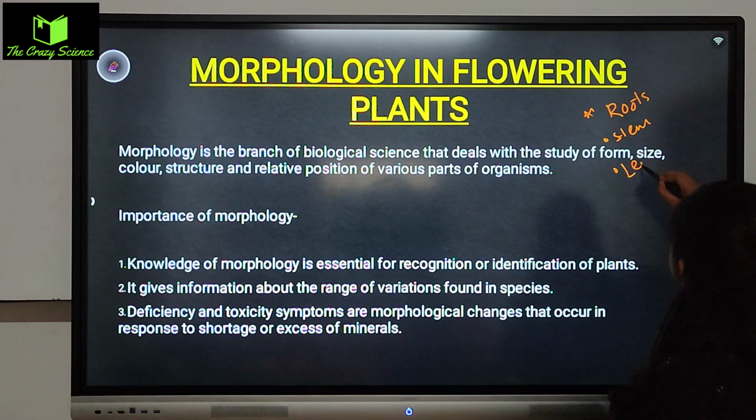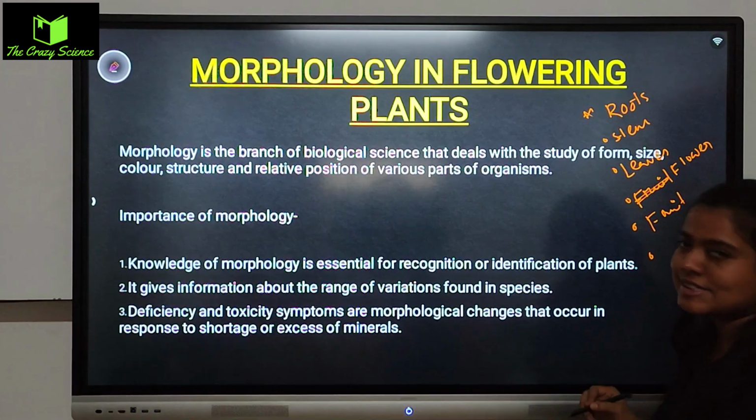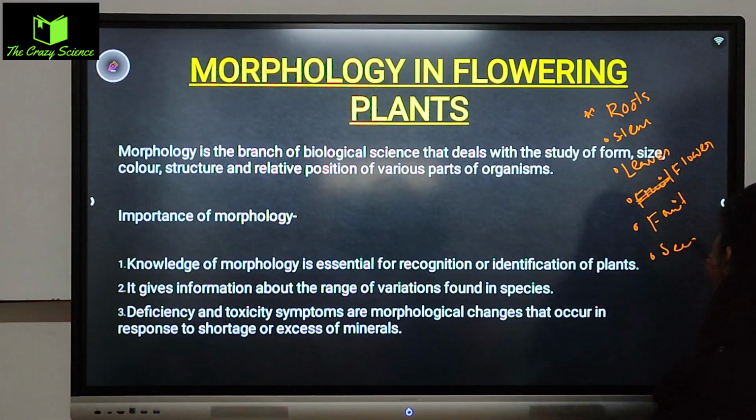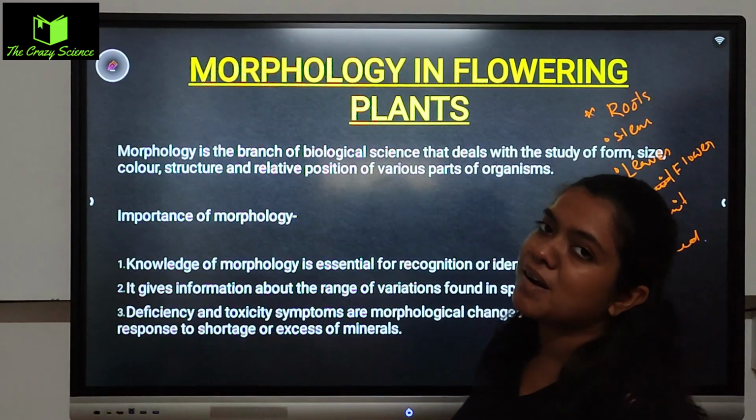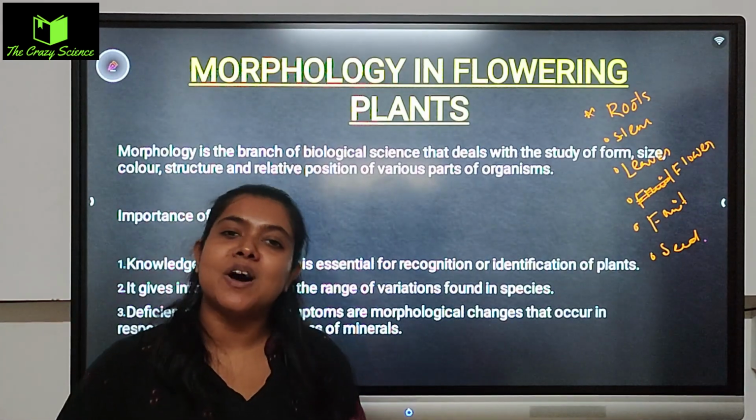Then leaves, then flower, then definitely flower. After flower we'll be talking about the fruit, and last but not the least that is seed. Monocotyledonous and dicotyledonous seed, we will learn about that. So these are the parts included in the morphology in flowering plants.